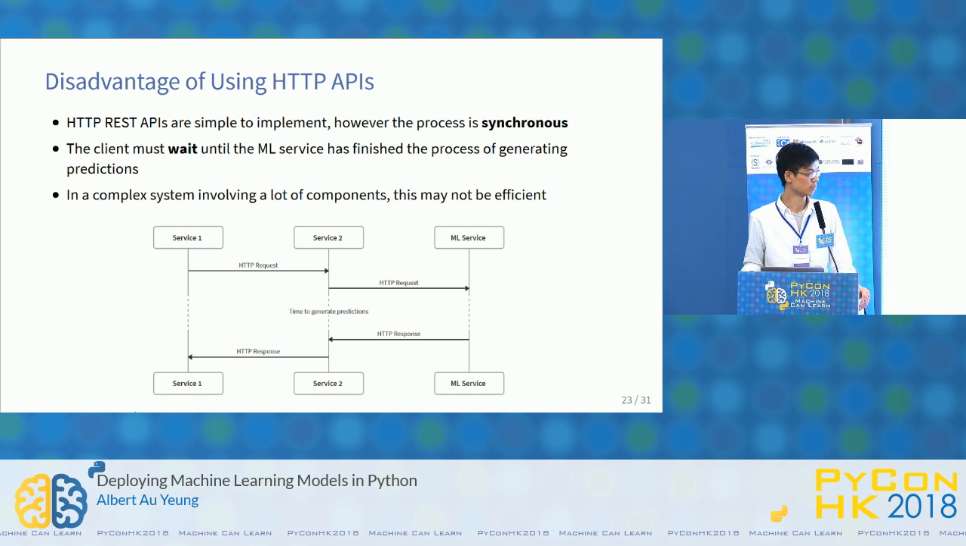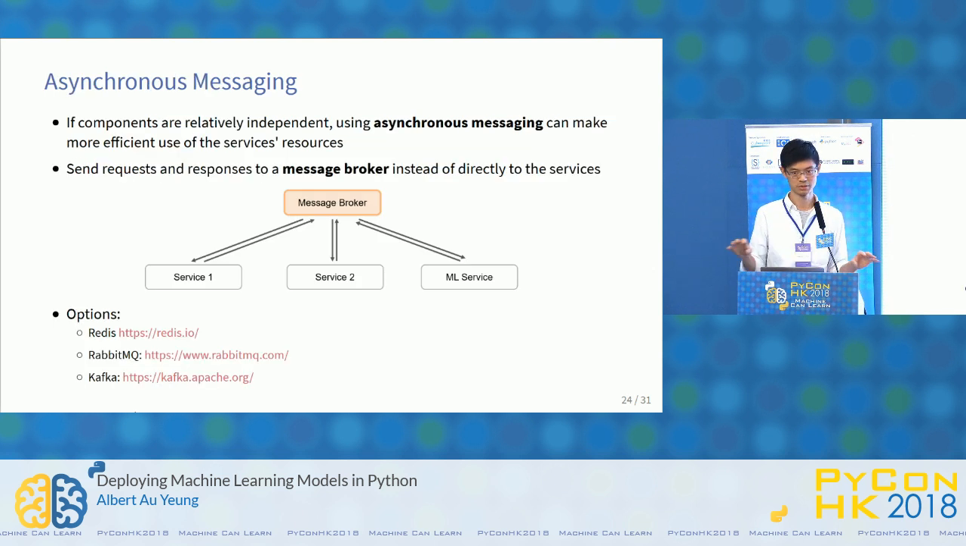So if you don't want to wait, if you want, for example, service 1 to do other things while it's waiting, then we can switch to something called asynchronous messaging. It's basically building a message queue between all the services such that they communicate via the message queue instead of directly sending messages to each other. There are some options like Redis, which is originally a key value store but can also be used as a message queue, and more advanced options would be RabbitMQ or Kafka.